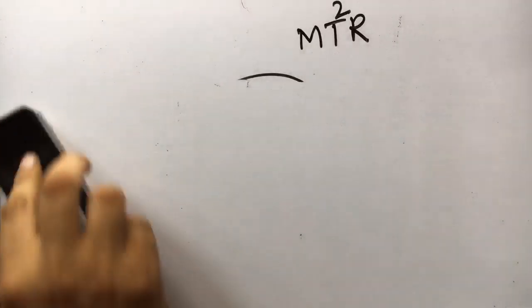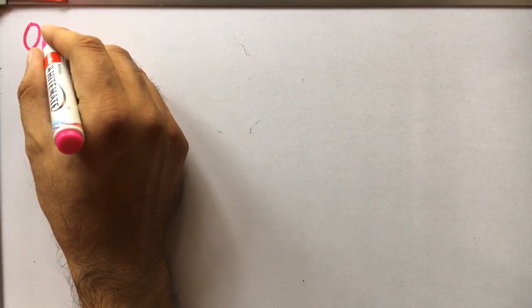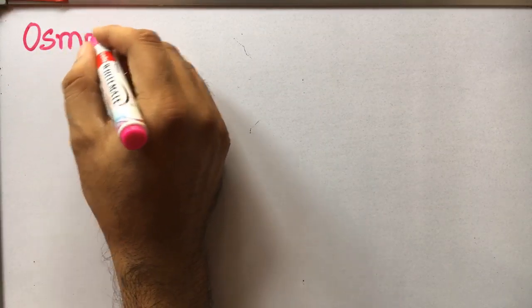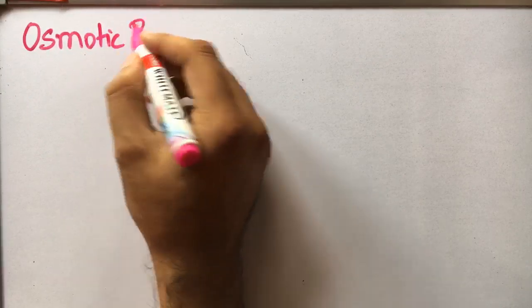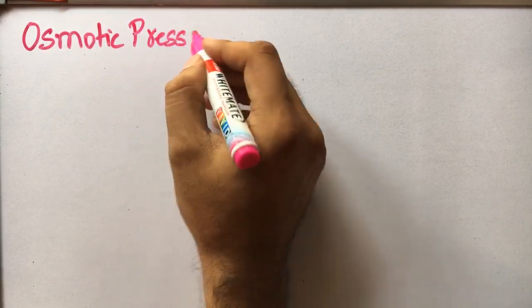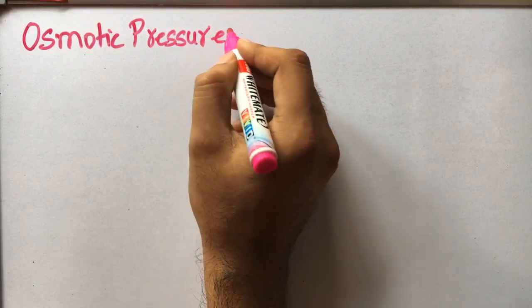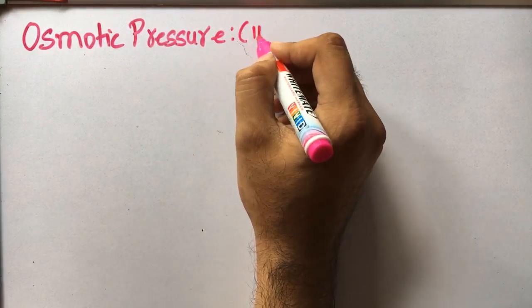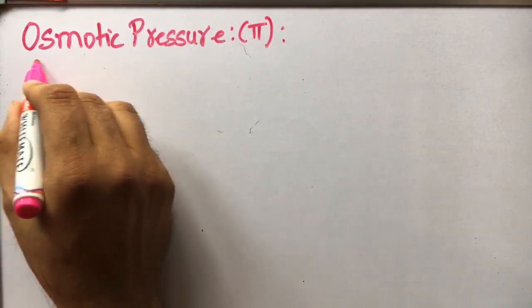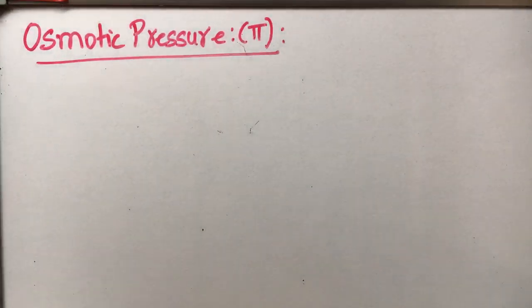Okay, now let us go for the next colligative property. The next colligative property that we need to study is osmotic pressure. The symbol used for this osmotic pressure is pi.